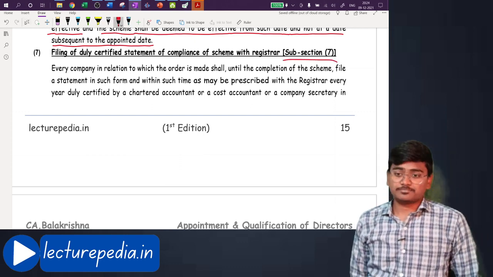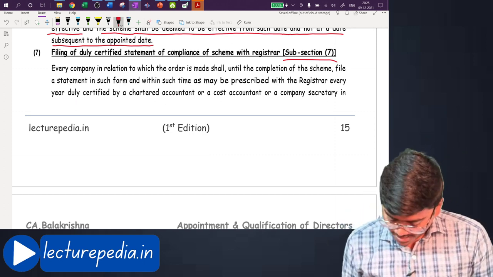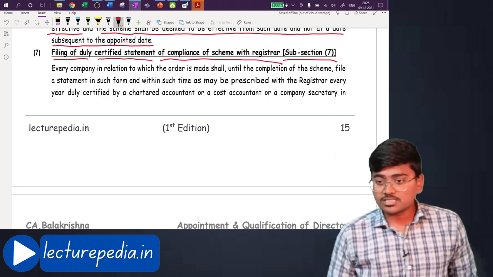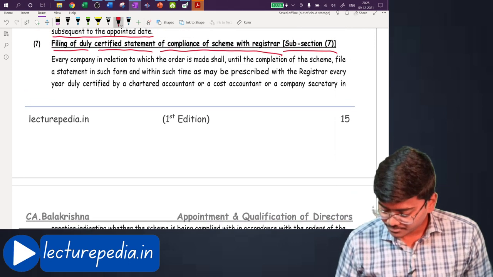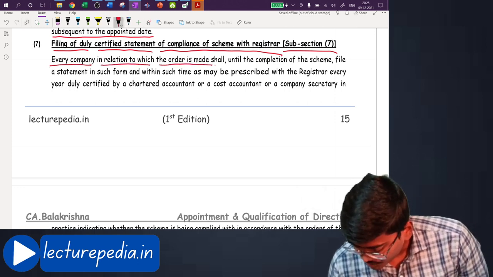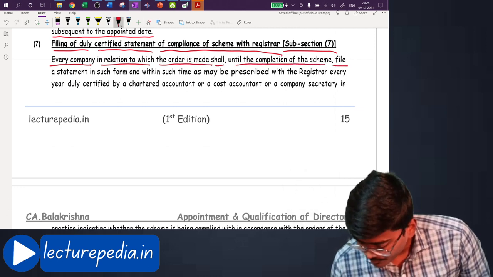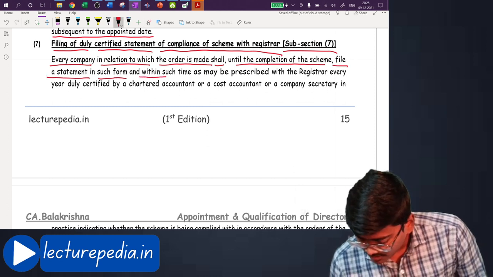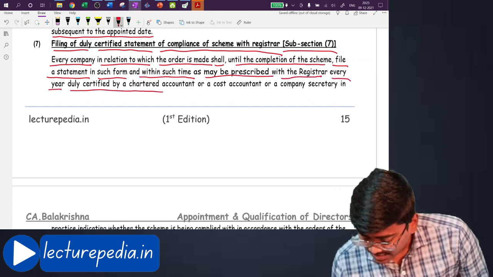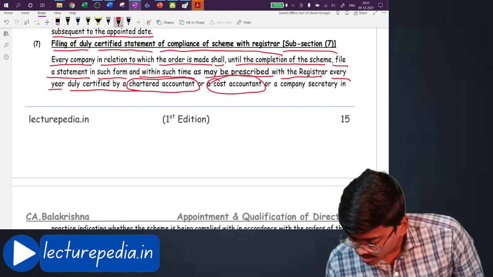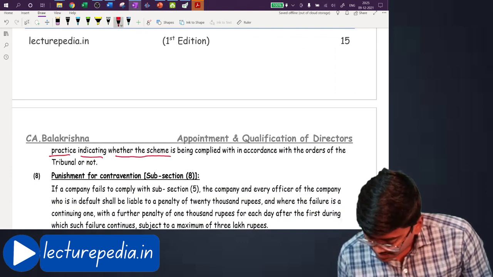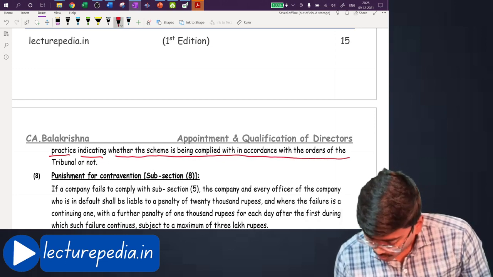Moving to subsection 7, filing of duly certified statement of compliance of scheme with registrar. See, this is something important, please concentrate. Every company in relation to which order is made shall, until the completion of the scheme, file a statement in such form and within such time as may be prescribed with the registrar every year, duly certified by chartered accountant, cost accountant or company secretary, in practice indicating whether the scheme is being complied with in accordance with the orders of the tribunal or not.